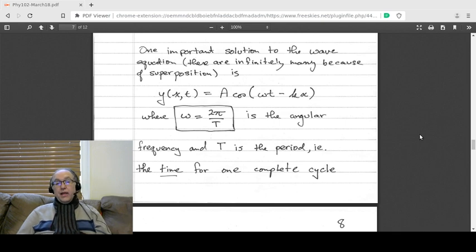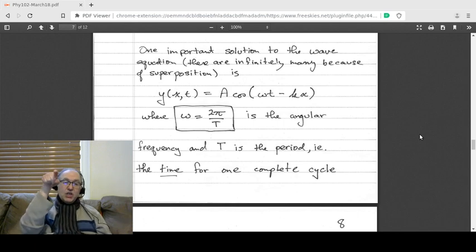So it looks an awful lot like the harmonic oscillator, but the argument of the cosine doesn't just have the omega t, which is the oscillation in time. It has this kx, which is the variation spatially of the wave. Omega is equal to 2 pi over T. That's your angular frequency. We saw it with harmonic oscillators. It comes up again with waves. And capital T is the period. That is, it's the time for one complete cycle.